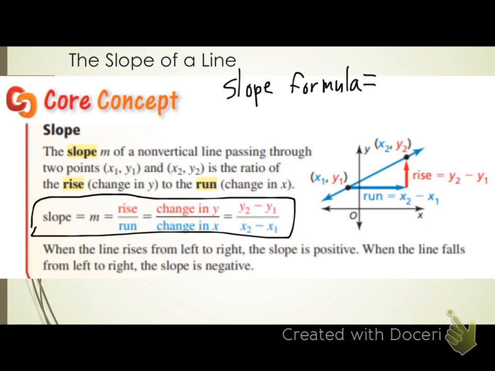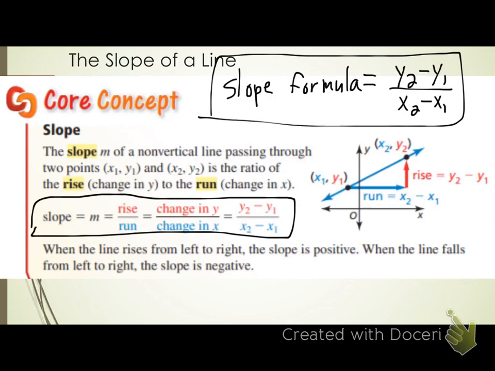You really, really need to know that last part of that equation. y2 minus y1 over x2 minus x1. That is our slope formula to find the slope between two points. You need to have that memorized. You need to memorize that. Slope formula is y2 minus y1 over x2 minus x1. We will use that a lot in this class. Okay?